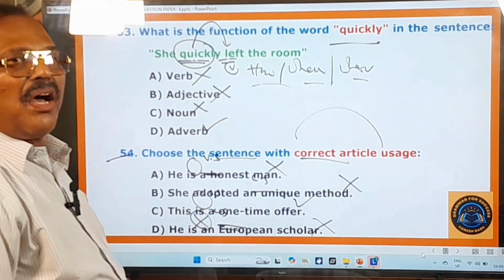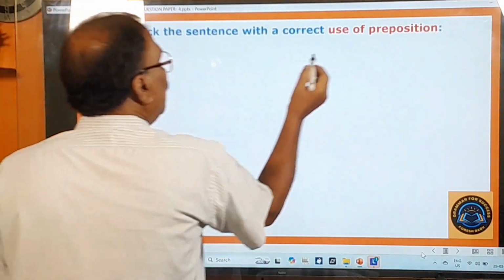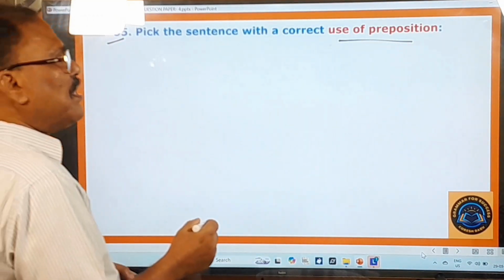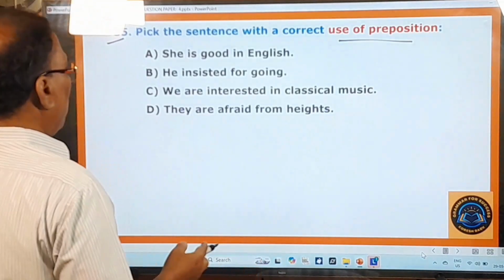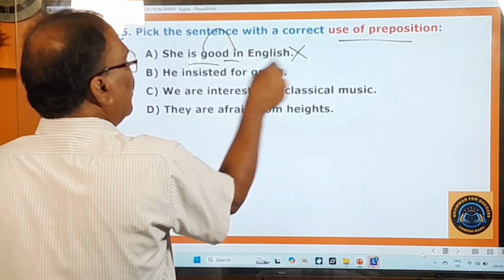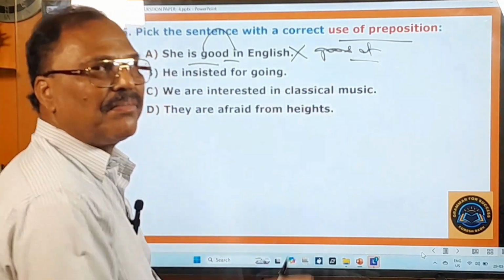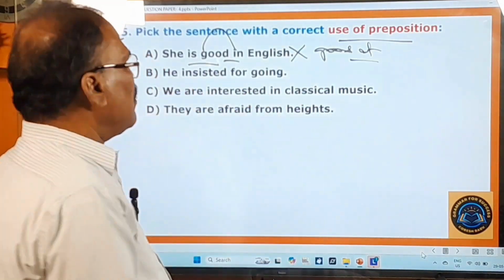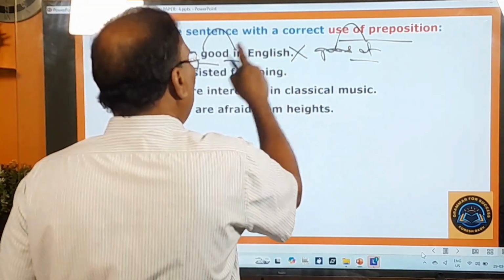Now you move on to other questions. 55th question. Pick the sentence with a correct use of preposition. What is that sentence in which the preposition is used correctly? Let us look at the options. She is good in English. Wrong, because you should not say good in, you must say good at. He is good at mathematics. She is good at Kuchipudi dance. She is good at singing. So good at అంటే ప్రావీణ్యత గల అని అర్థం. Good in అనేది wrong, good at అనాలి, మరి అట్లా అనలేదు కాబట్టి ఇది wrong.